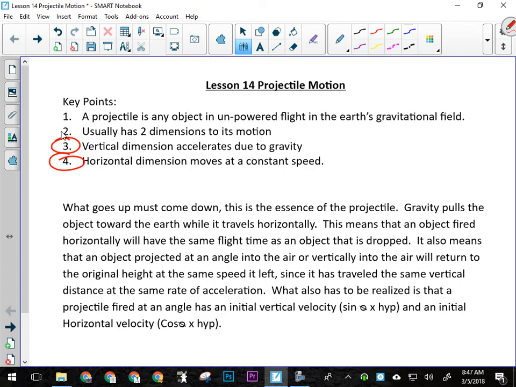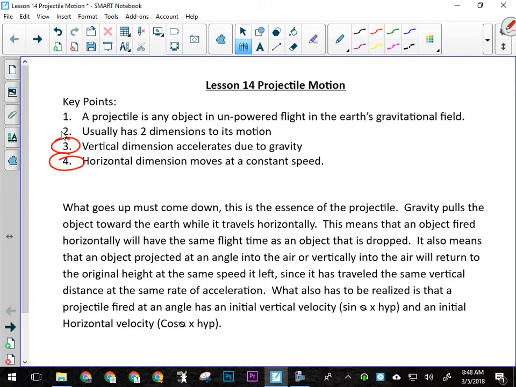The vertical dimension accelerates due to gravity. The horizontal dimension moves at a constant speed. Now, obviously, in the real world, it doesn't move at a constant speed because there's air resistance, but we're going to simplify things and work in the utopian physical world where everything is just perfect and easy.